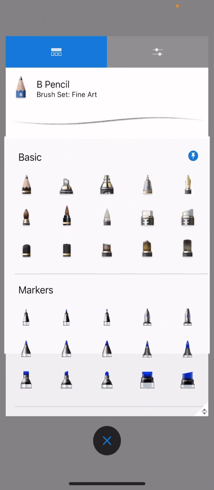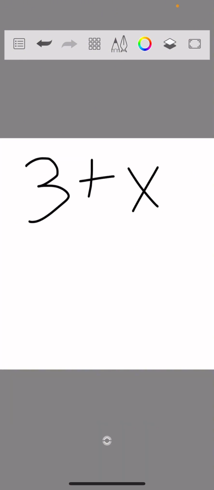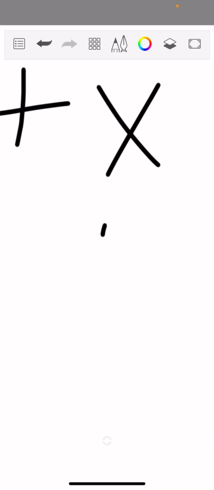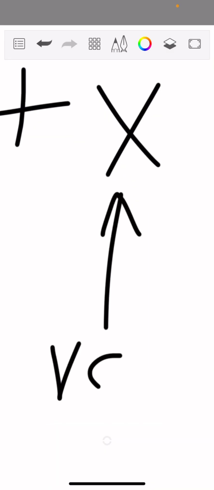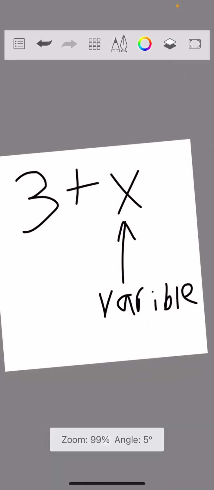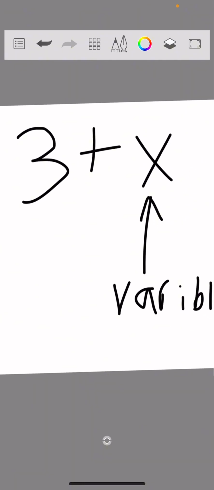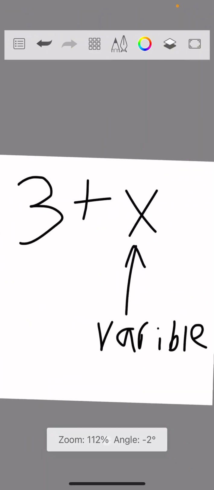So let's start out with something a little bit more simple. Oh, I should probably change what I'm using. Okay, there we go. Let's start off with 3 plus x. So x is what's called a variable. I think I misspelled that. That means that depending on what number you're given for x, the answer will change.